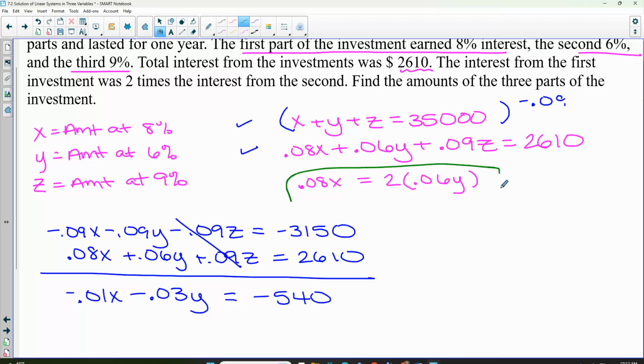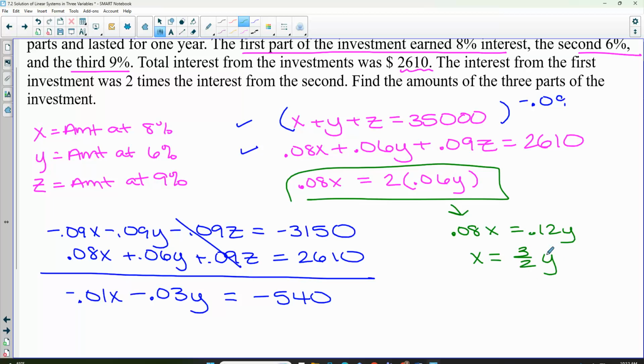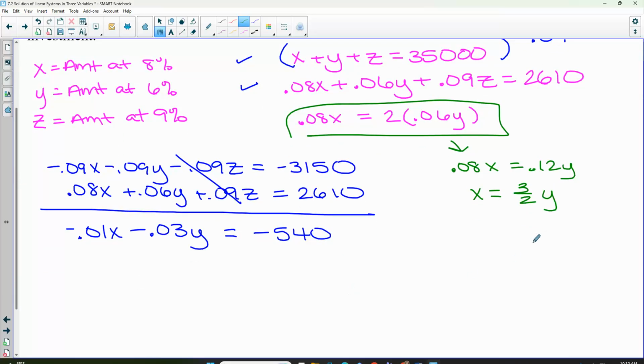I take that, 0.08x equals 0.12y. So if I divide by 0.08, then x is 3/2 y. So now what could I do with that one? Substitute into the x over here. You could have also set those up to do elimination together either way.